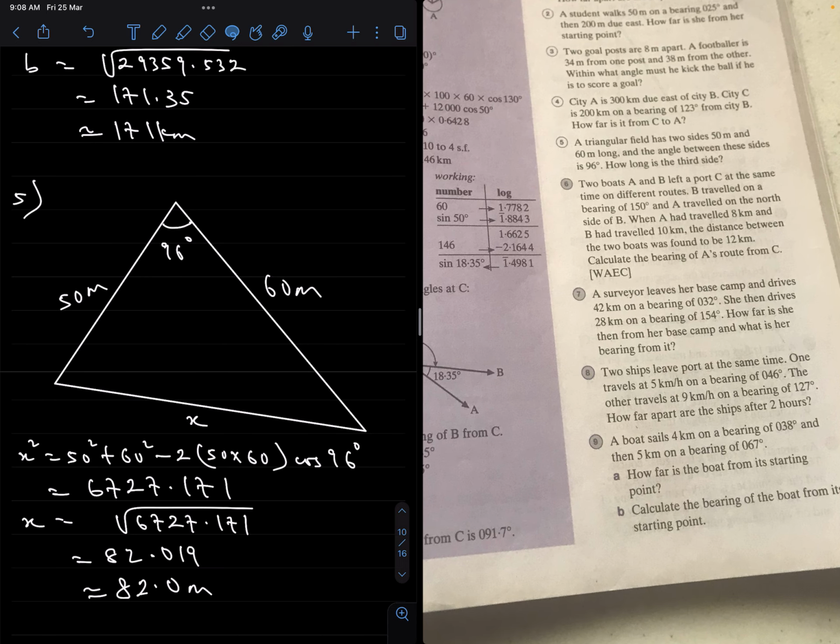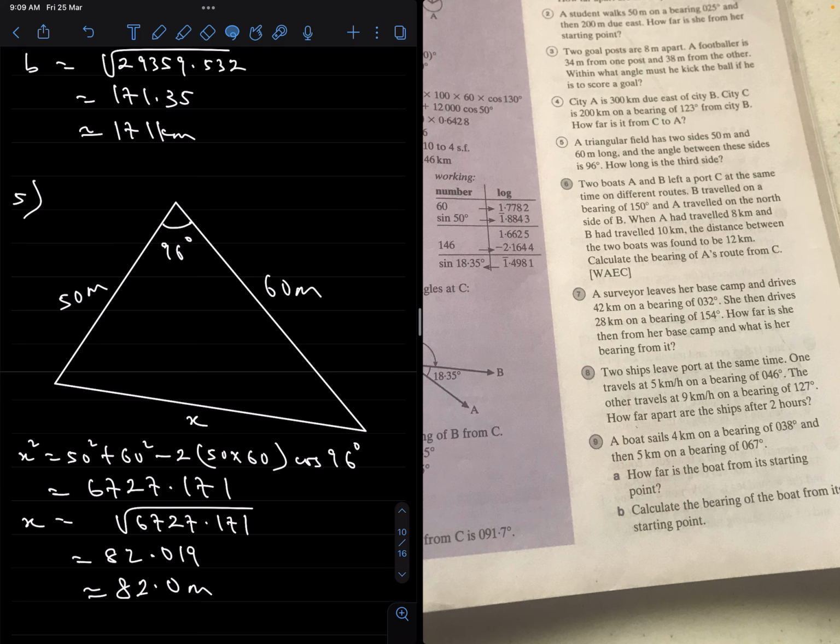Two boats A and B left a port C at the same time on different routes. B traveled on a bearing of 150 degrees and A traveled on the north side of B. When A had traveled 8 kilometers and B had traveled 10 kilometers, the distance between the two boats was found to be 12 kilometers. Calculate the bearing of A's route from C.